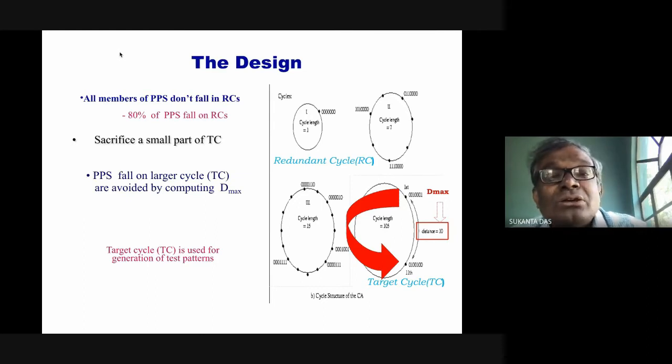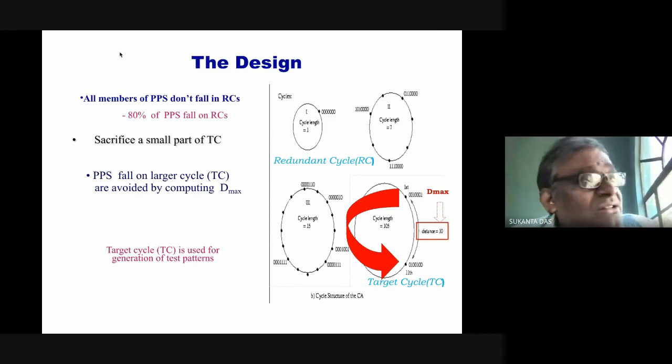Okay, so this is the strength of cellular automata, which can be used to generate test patterns. This is the brief about the design of PRPG without PPS, the prohibited pattern set. I have not covered the deterministic test pattern here. A similar idea can be used for deterministic test patterns.